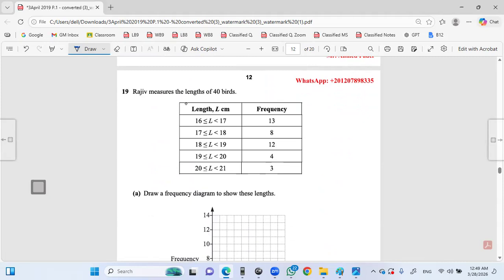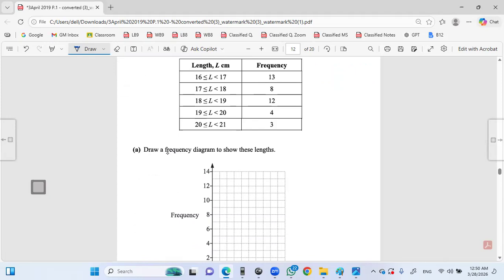Rajiv measures the lengths of 40 birds. Here you go. From 16 to 17, it happened 13 times, and so on. But they want you to draw the frequency diagram to show these lengths. How can we do that? Well, if you remember, let me just go to the Clever Math application over here.